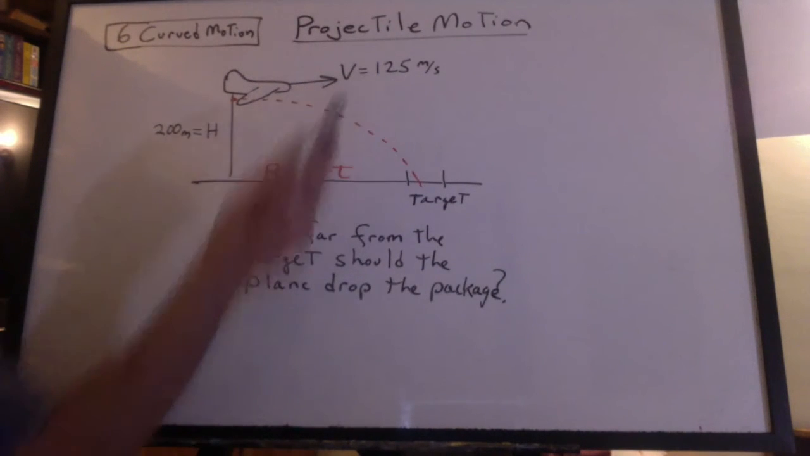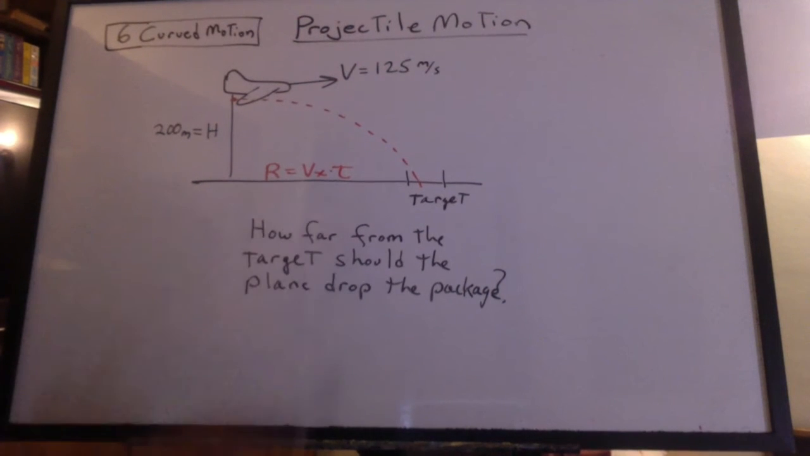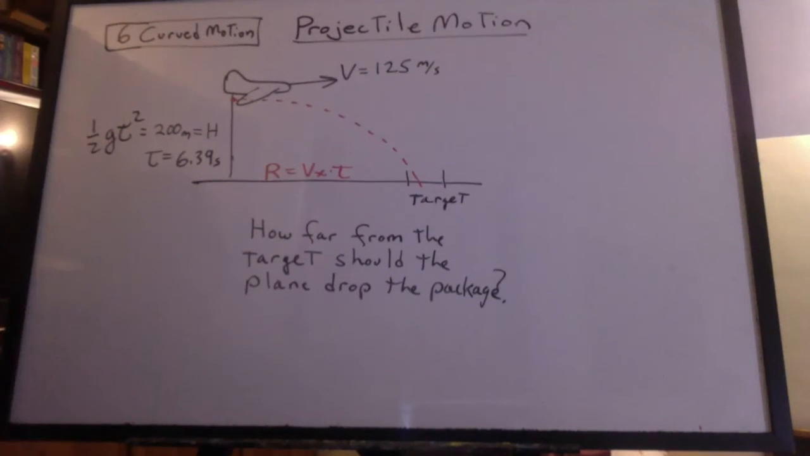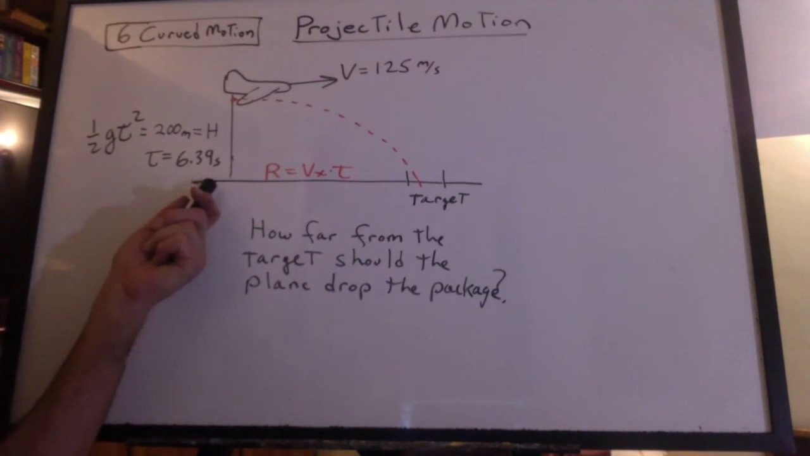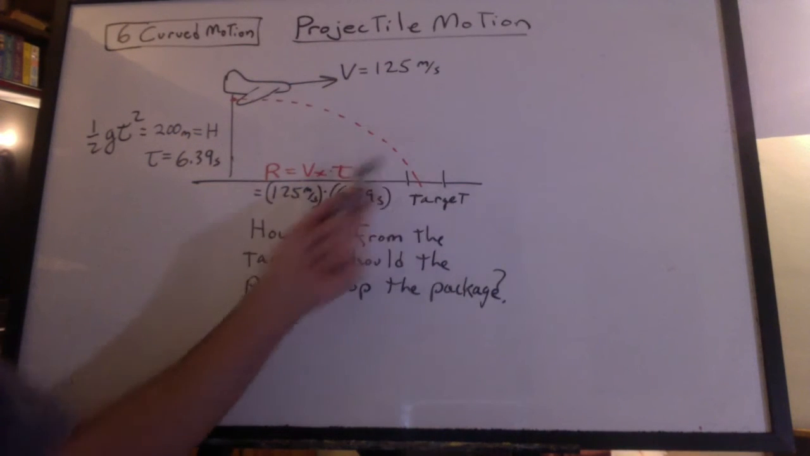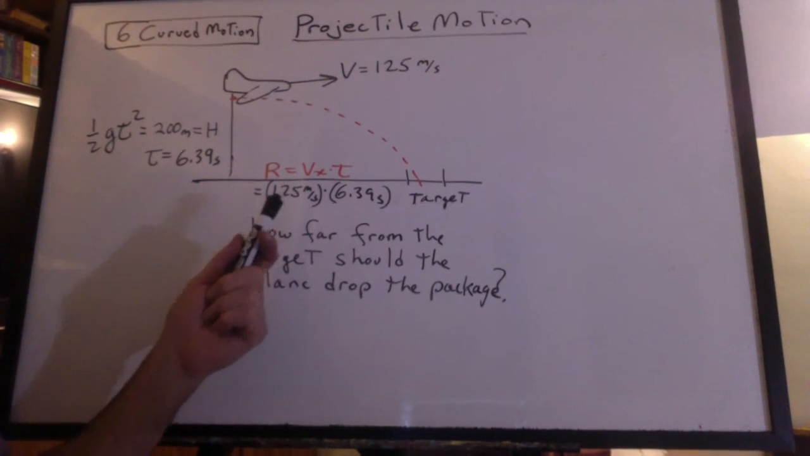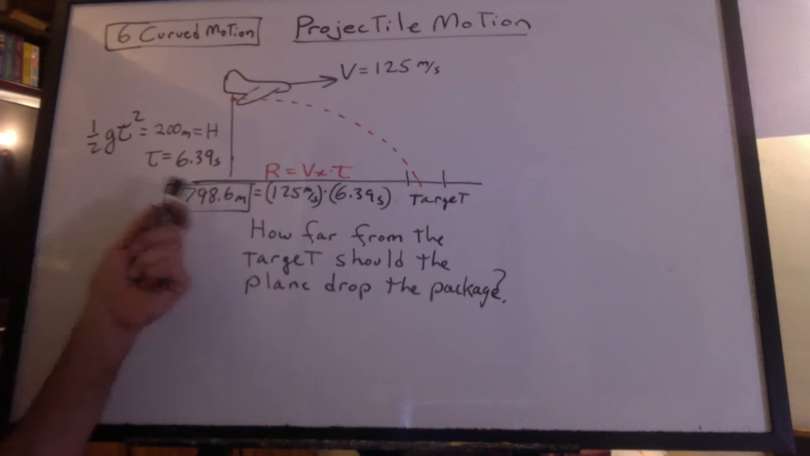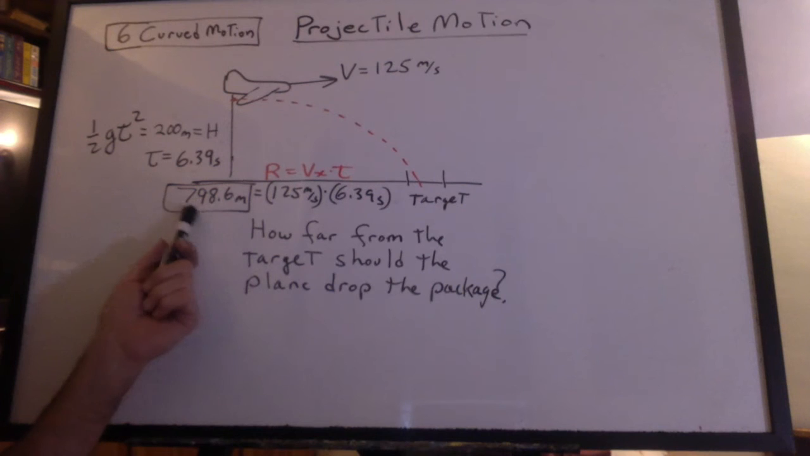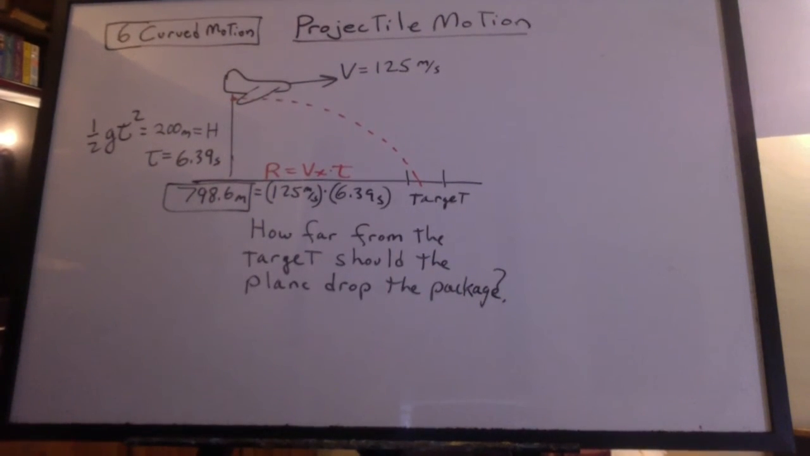Let's say the velocity was 125 meters per second, and it's going to be flying 200 meters above the ground. Just use 1/2 gt squared, 200 meters. The time to drop is 6.39 seconds. The whole time it's falling, it's moving at a constant horizontal velocity. So we take the 6.39 seconds times 125 meters per second, and we get 798.6 meters. So the pilot needs to know to drop the package almost 800 meters before the plane gets to the target.